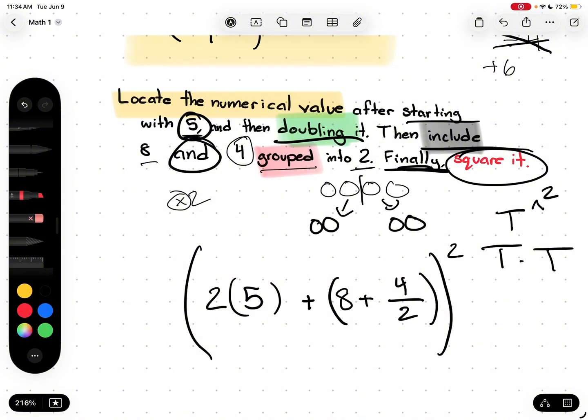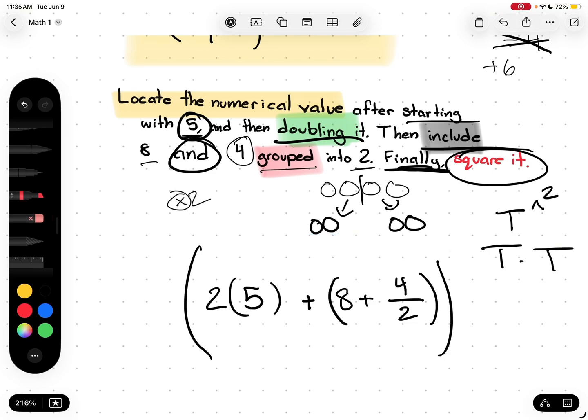So that, just one more time. We started with 5, so that's why it's here. Then we doubled it. That's the second thing we do. Then we're going to add by including 8, and because it has and, it's going to be together, 4 grouped into 2, which is 4 divided by 2. And then lastly, we square it. So let's just undo all of that so you can read it.